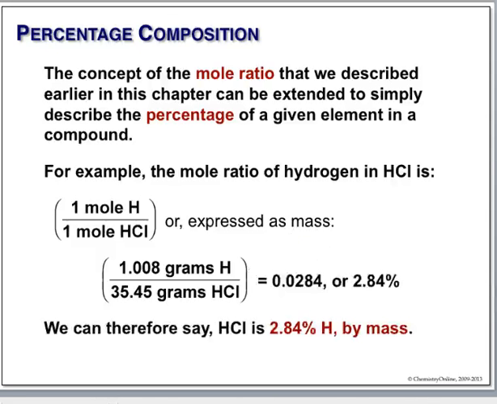There is 2.84% of hydrogen by mass in HCl. Most of the mass, 98% or so, is chlorine, and about 2.5 or 2.8% is the hydrogen.